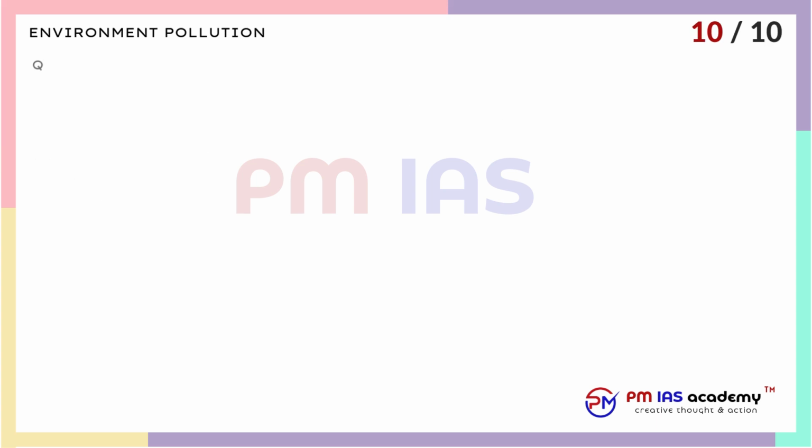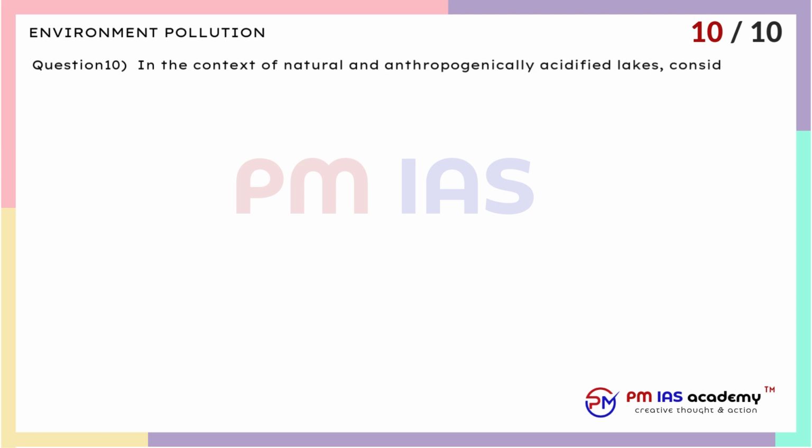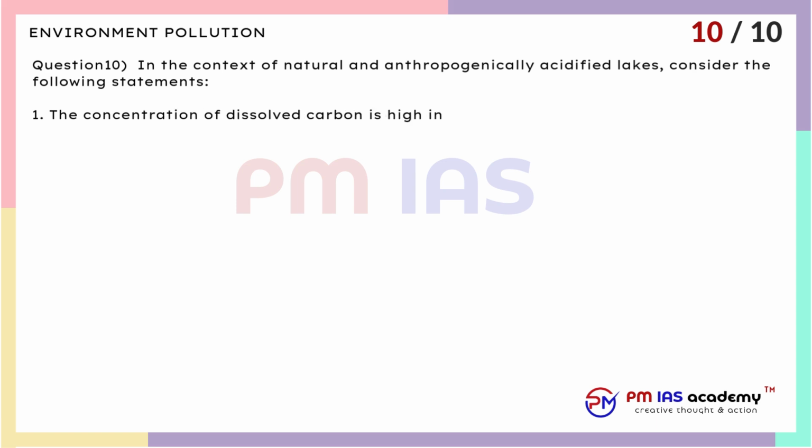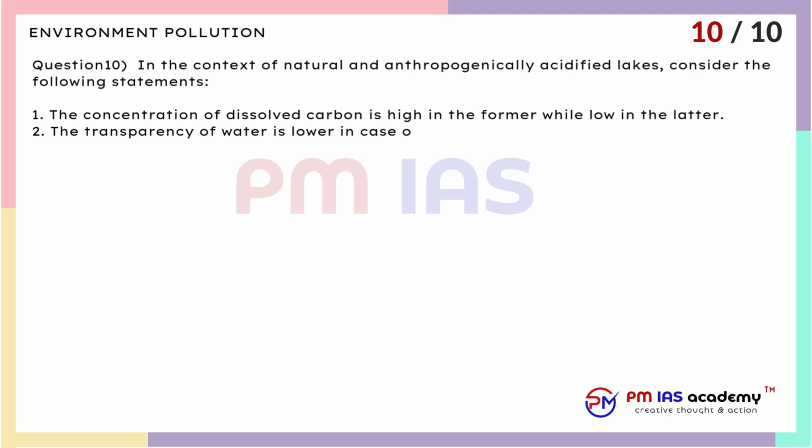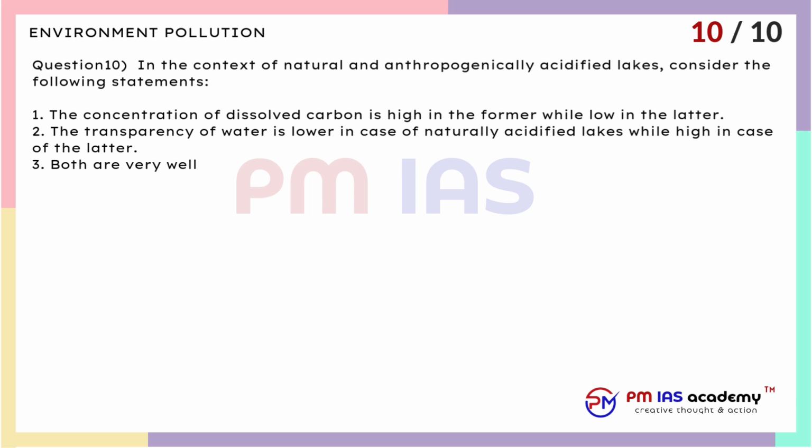Question 10. In the context of natural and anthropogenically acidified lakes, consider the following statements. 1. The concentration of dissolved carbon is high in the former while low in the latter. 2. The transparency of water is lower in case of naturally acidified lakes while high in case of the latter. 3. Both are very well buffered and are abundant with different species and rich aquatic life. Which of the statements given above are correct?